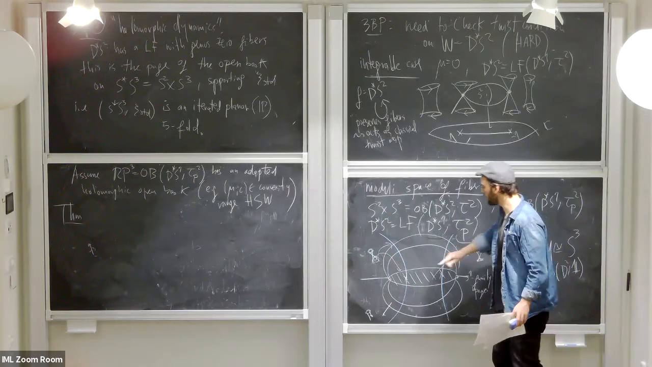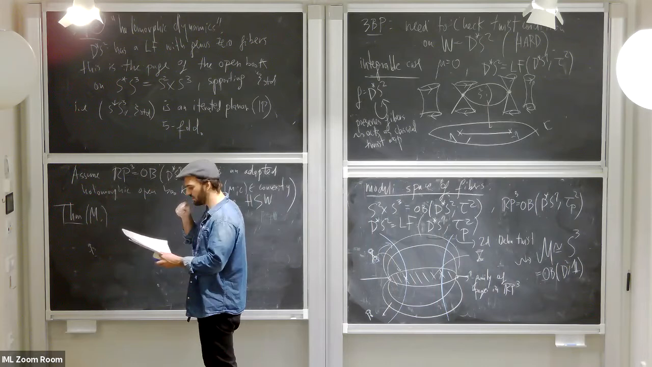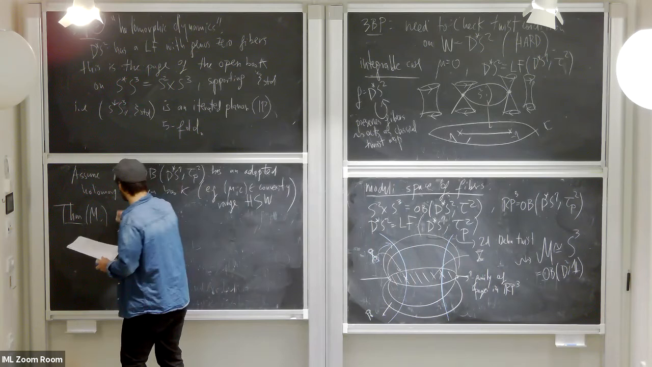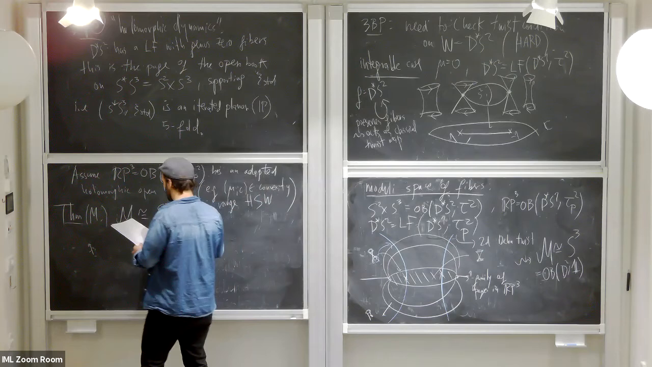So in other words, you start with this S1 family of pages, and you obtain the other foliation in S2 times S3. So the theorem, this is a paper which is a spin-off of the work with Otto, which I put out on the arXiv at the same time. So the moduli space M is a copy of S3. It's actually an S3, but it's much more than an S3. It's in fact a contact S3.